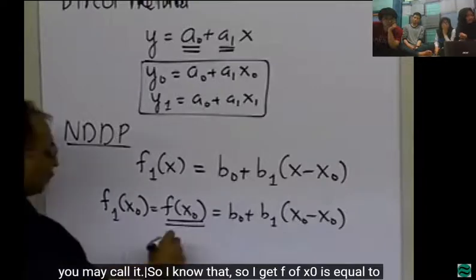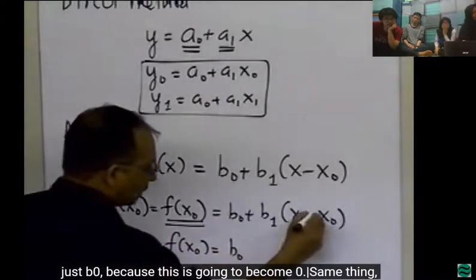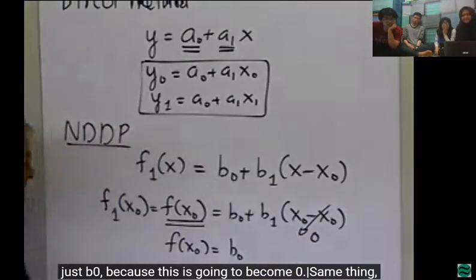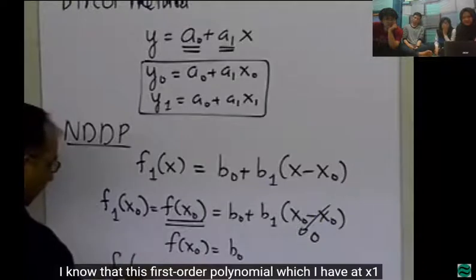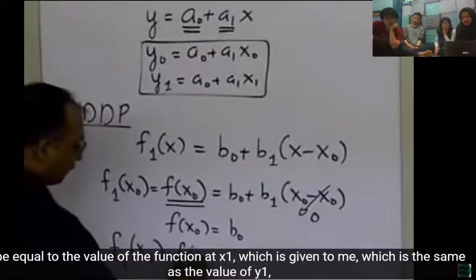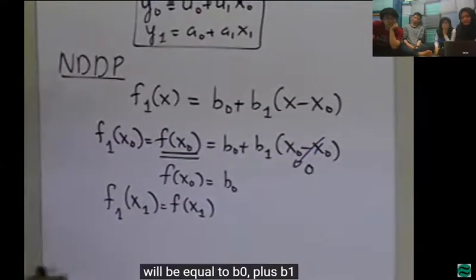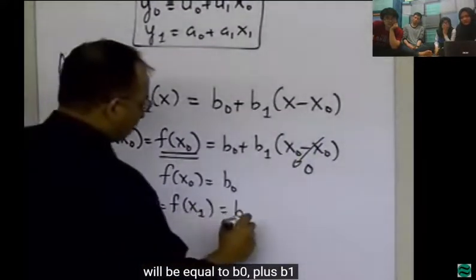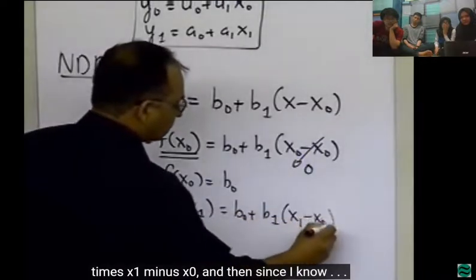So I get f of x naught is equal to just b naught, because this is going to become 0. Same thing, I know that this first order polynomial which I have at x1 will be equal to the value of the function at x1 which is given to me, which is the same as the value of y of 1, will be equal to b naught plus b1 times x1 minus x naught.